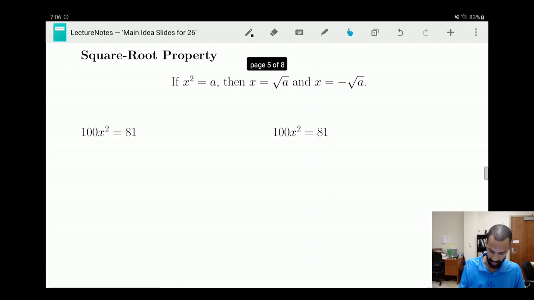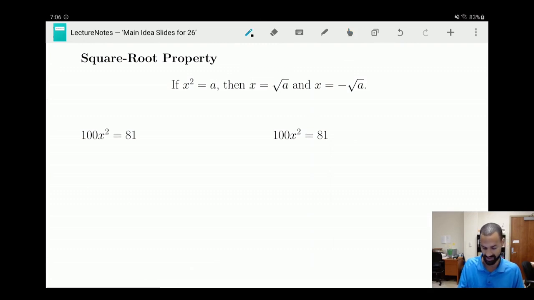Let's talk about the square root property. You'll notice that in the next two examples, it's the same equation, okay? And there's a reason for that. So the square root property, we'll talk about it in a second. Actually, you know what? Let's talk about it now.